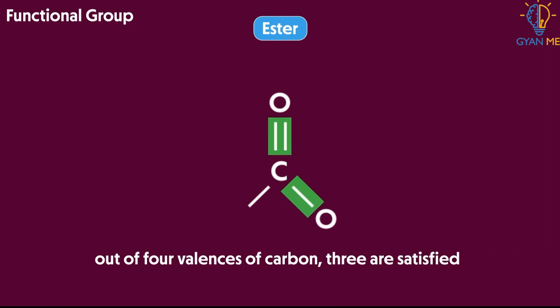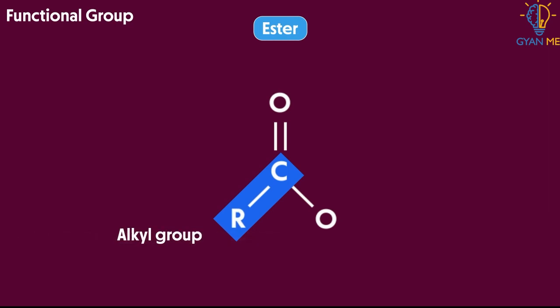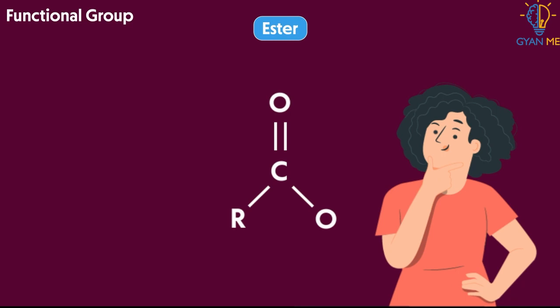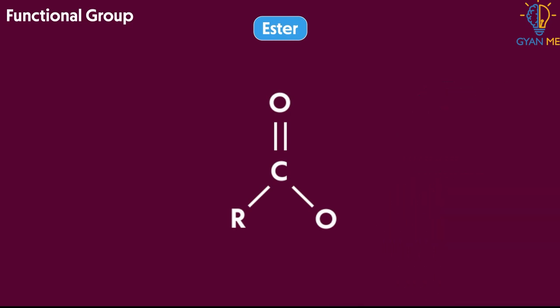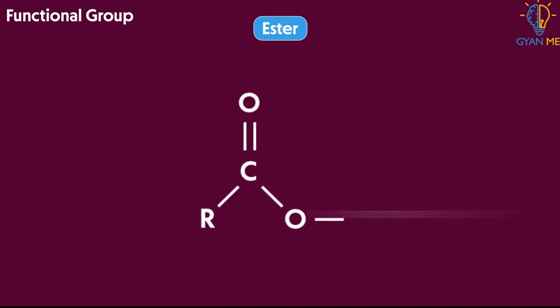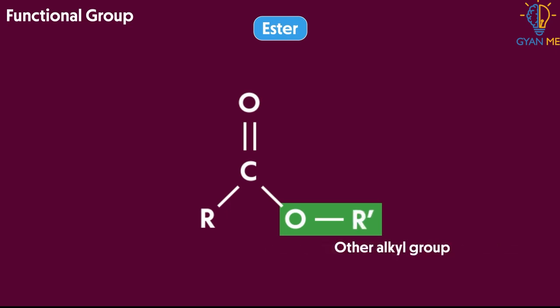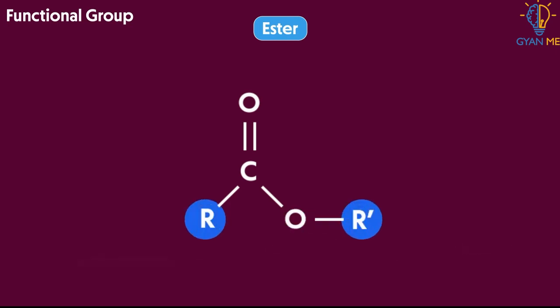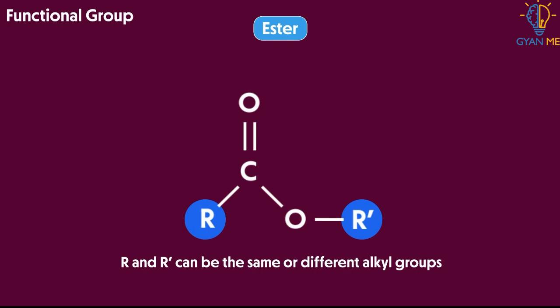So out of the 4 valencies of carbon, 3 are satisfied and only 1 remains to make a bond with alkyl group R. But wait, look at this structure again. What do you notice? Yes, we notice that 1 valency of oxygen is also remaining. And so, even oxygen will form a bond here with the other alkyl group R dash. Again, here R and R dash can be either same or different alkyl groups.